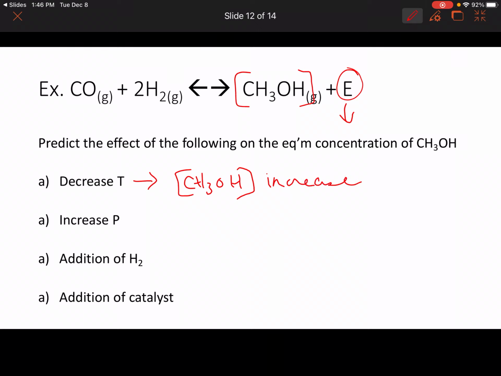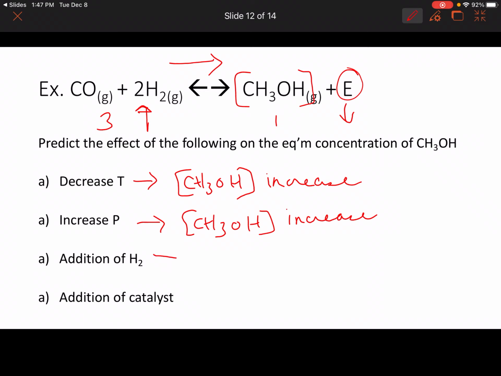Now, if I increase the pressure, increasing the pressure means decreasing the volume, which means I don't have a lot of space. I've got 3-to-1 here, so if I don't have a lot of space, it's going to shift to the right again. And then again, that means that CH3OH is going to increase. Now the next one, the addition of H2. If I'm increasing H2, that means the forward reaction is going to be favored because it has more opportunities to react, which means again, we are going to shift right, and the CH3OH is going to increase.